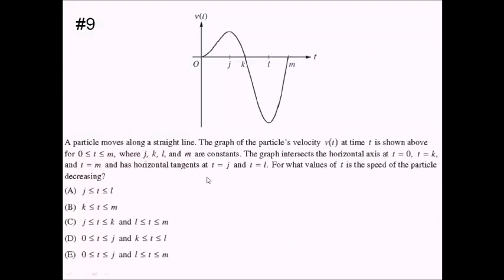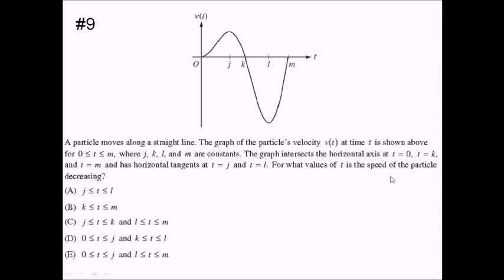For this problem, we have a particle going on a straight line, and the graph of the particle's velocity at time t is shown here. And these j, k, l, and m are constants. So we have our graph intersecting the vertical axis at 0, k, and m, and we have horizontal tangents at j and l. Great, this is nice to know. For what values of t is the speed of the particle decreasing?